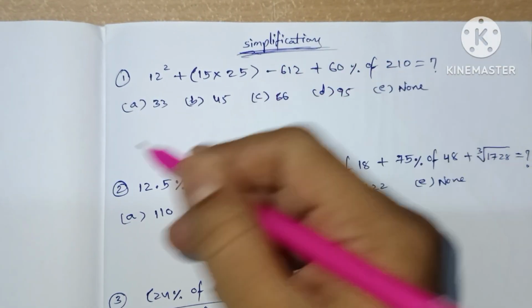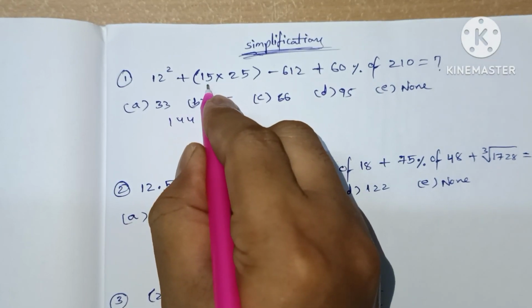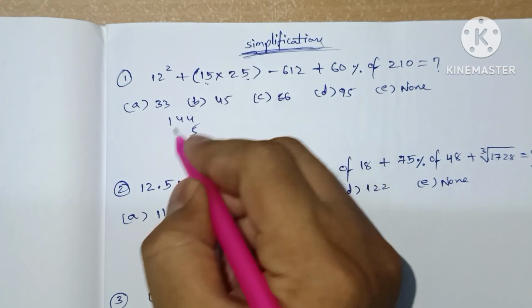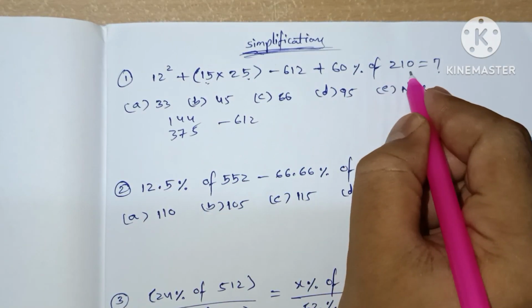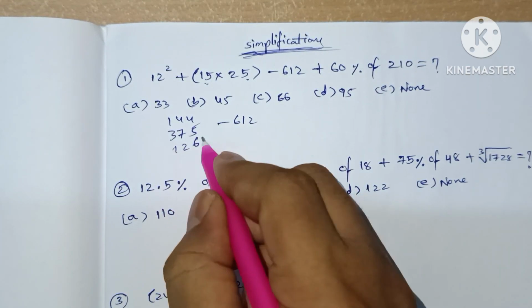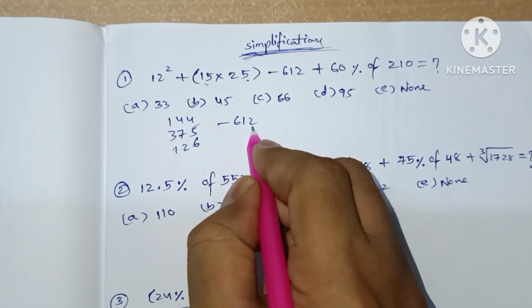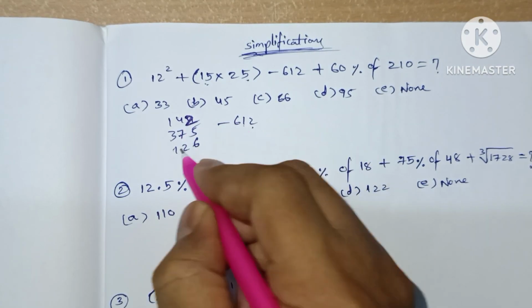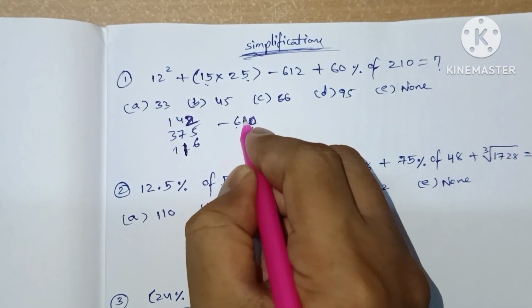Now we are going to see simplifications. First question, 12 square, which is 144, plus 15 into 25, which is 375, minus 612 plus 60% of 21, which is 126. These are in sum, this is negative. First, the unit digit 2 subtracting 2, we are left with 2, subtracting 1, so we are left with 1. We need to subtract 600 then.